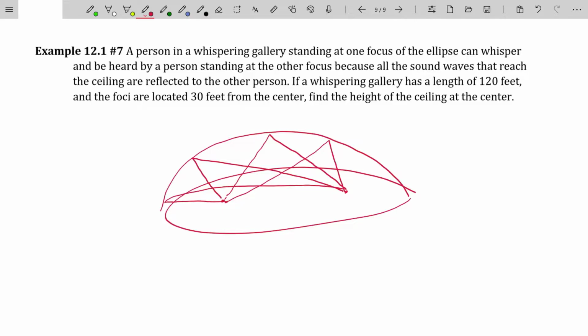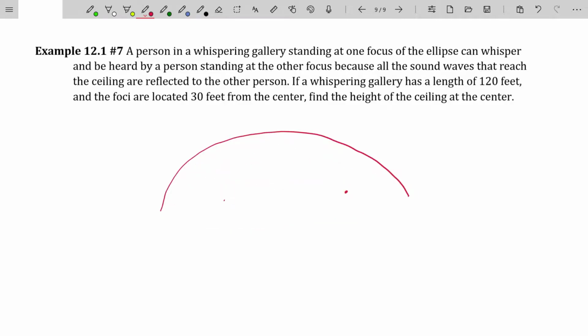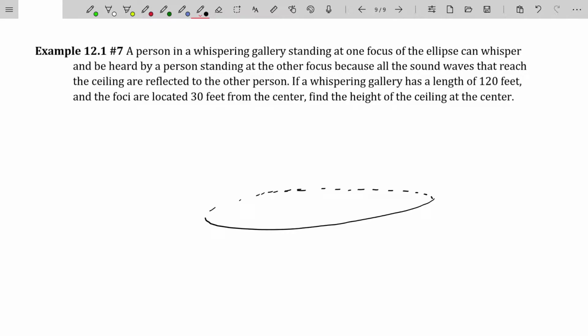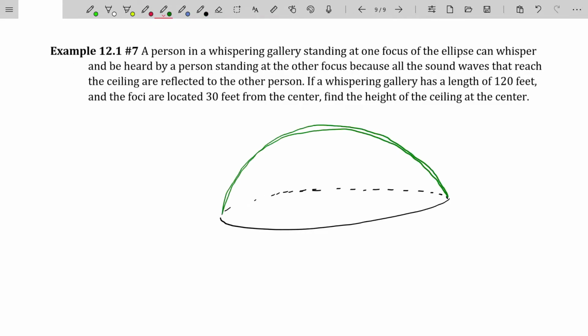Now let's suppose that this poorly drawn whispering gallery has a length of 120 feet and the foci are located 30 feet from the center. So in this case, I'm actually going to at least spend a little more time trying to draw something. That is the floor of the chamber. And that is the elliptical ceiling of the chamber. Okay. And we know that this distance between edges is 120 feet.